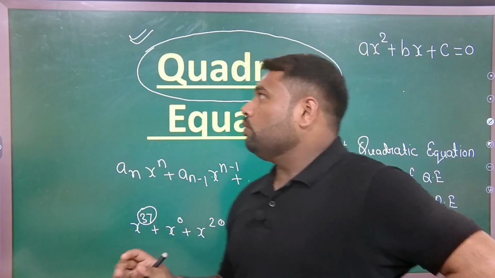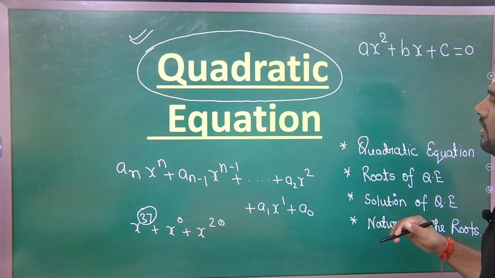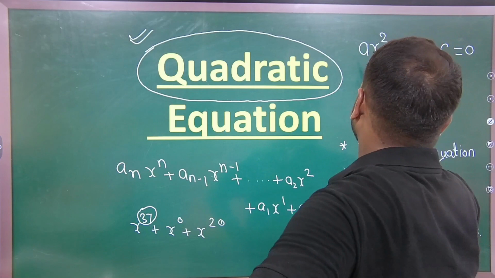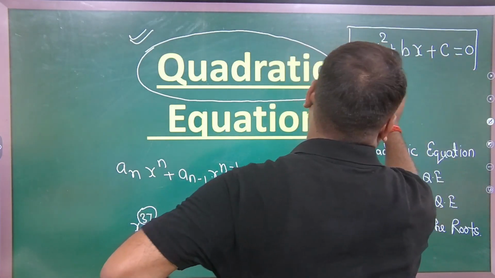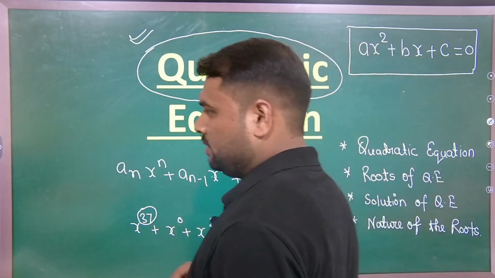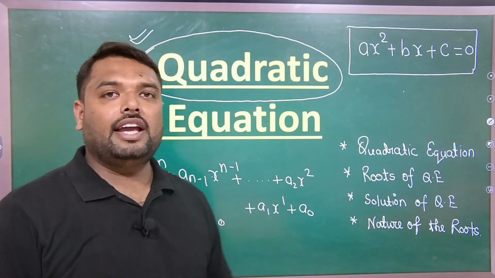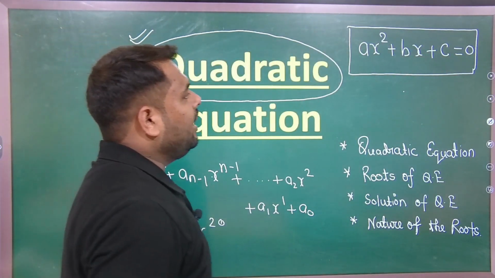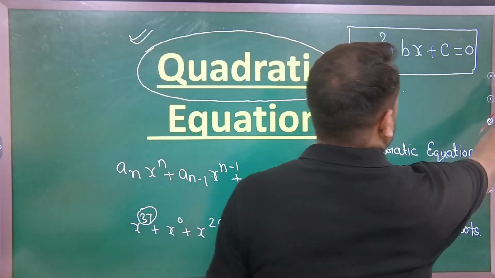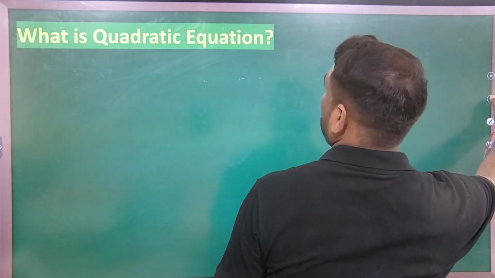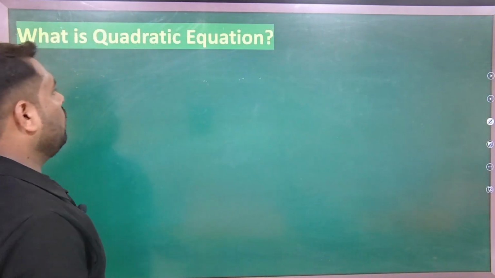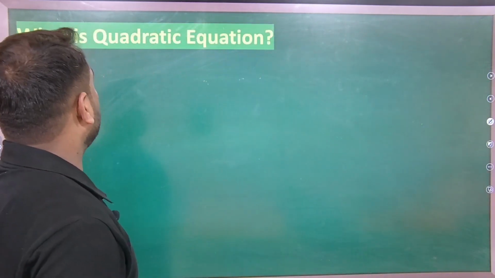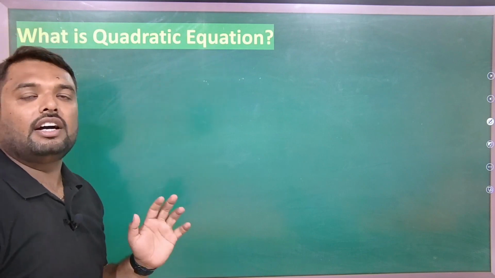Okay, so what is the standard form of a quadratic equation? The standard form of any quadratic equation is ax square plus bx plus c equals 0. So I think you can answer why it is called a quadratic equation. What is a quadratic equation?